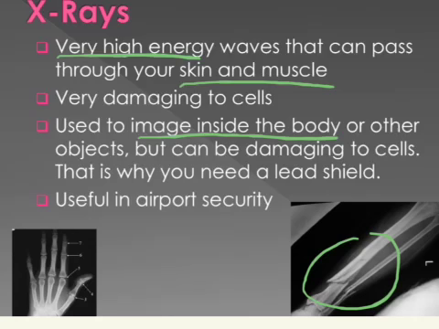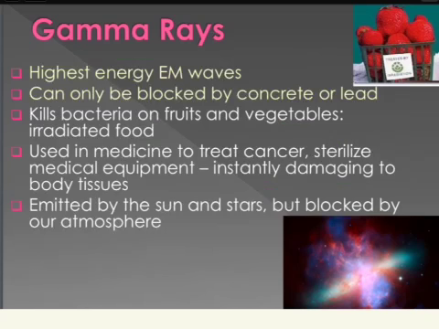Tibia and fibula both. But because they're damaging, this is why we wear a lead shield. Like if you go to the dentist and they're taking X-rays of your mouth, they have you wear that apron made of lead. It's real heavy because it blocks the X-rays, and you don't want the X-rays to go anywhere you don't need them to go because they can be damaging to your cells. And then, of course, they're used in airport security. If you've ever been recently to the airport, you know that you have to walk through those X-rays.